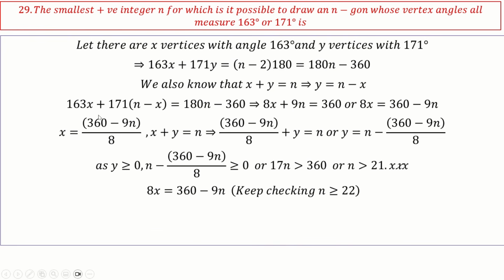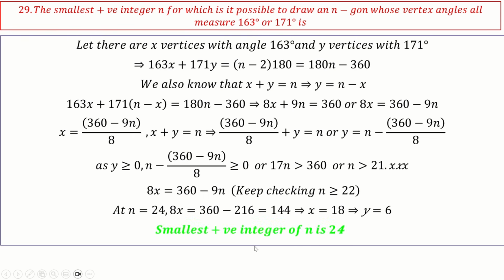I can also derive a second condition from 8x equals 360 minus 9n. Now I need to check n greater than or equal to 22, and keep checking. At n equal to 24, you get the answer. At n equal to 24, 8x equals 360 minus 216, which is 144. So x is 18 and y is 6, and the total is 24. So the answer, the smallest positive integer n that is asked, is 24. That's the answer.